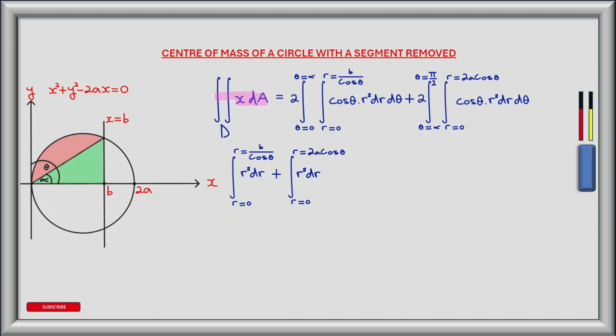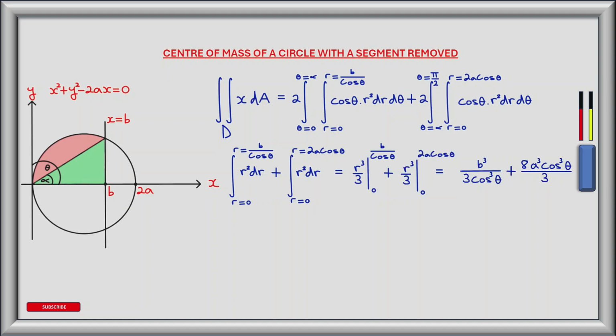Starting with the inner integrals, we have the integral from r equals 0 to r equals b divided by cos theta of r squared dr, plus the integral from r equals 0 to r equals 2a cos theta of r squared dr. In both integrals, the antiderivative of r squared is r cubed divided by 3. Evaluating r cubed divided by 3 between the limits, we get b cubed divided by 3 times cos cubed theta, plus 8 times a cubed multiplied by cos cubed theta divided by 3.